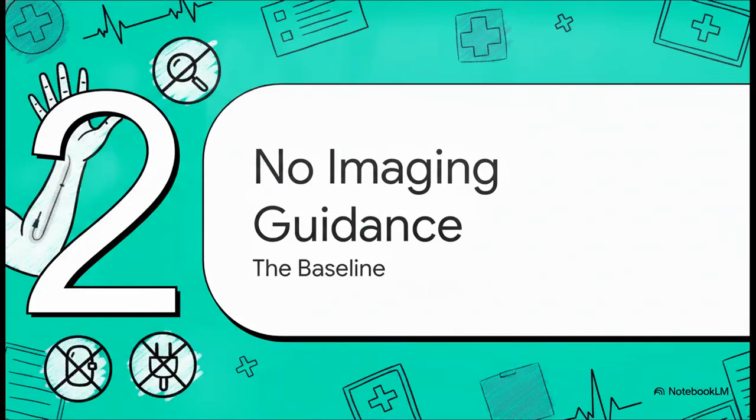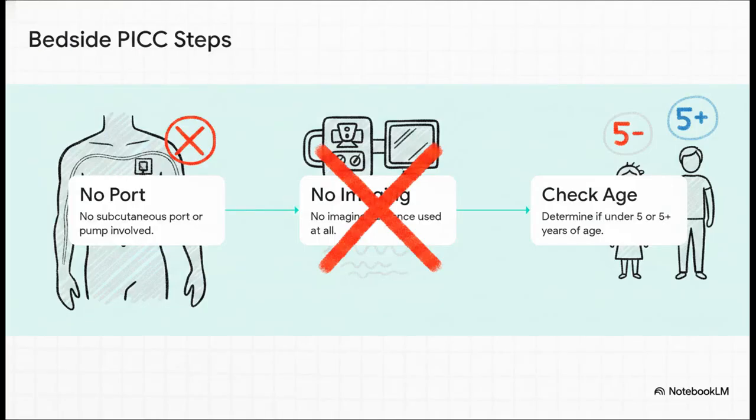Moving on to Section 2, coding without imaging guidance, the baseline. For this scenario, imagine you're placing a bedside PICC on the floor. It's your everyday, standard operating procedure. You just follow 3 simple steps. First, confirm there's no subcutaneous port or pump involved. Second, confirm that absolutely 0 imaging guidance was used. And third, apply our trusty rule of 5 and check the patient's age.